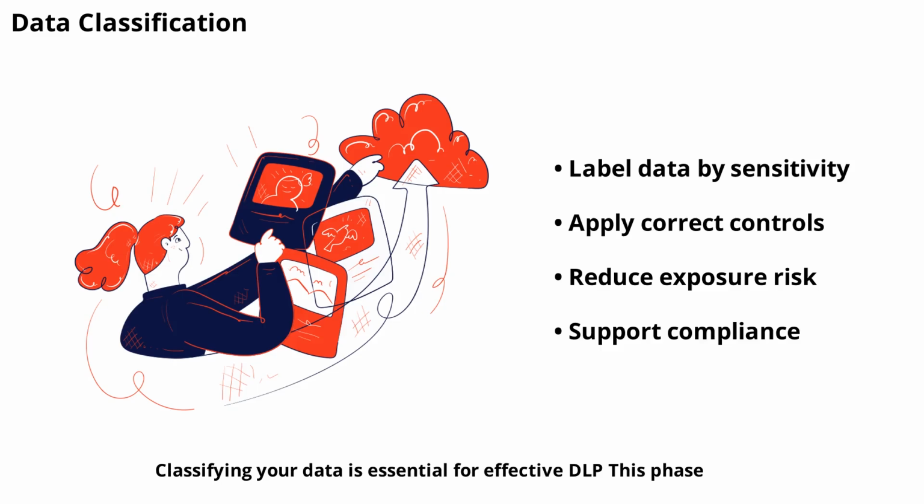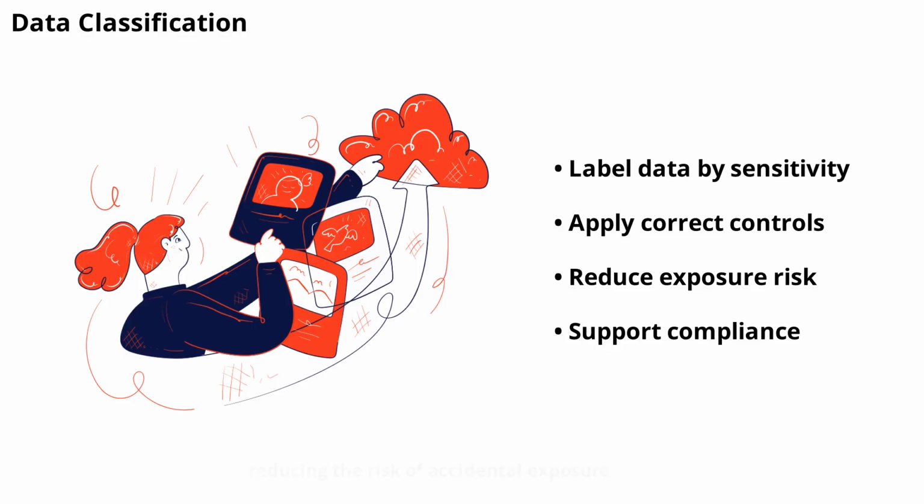Classifying your data is essential for effective DLP. This phase, taking 2 to 3 weeks, involves labeling data based on sensitivity and business value. Proper classification ensures that the right controls are applied to the right data, reducing the risk of accidental exposure.